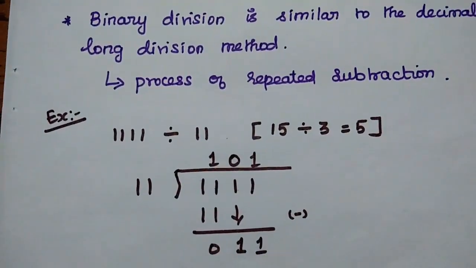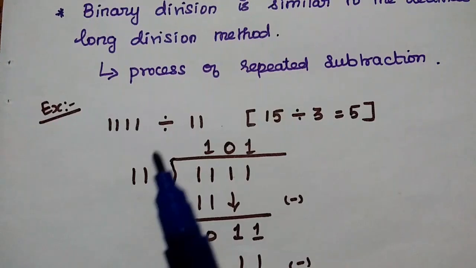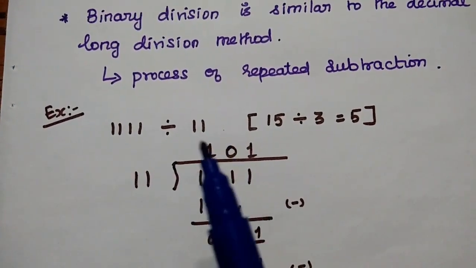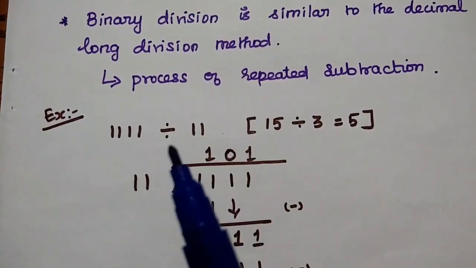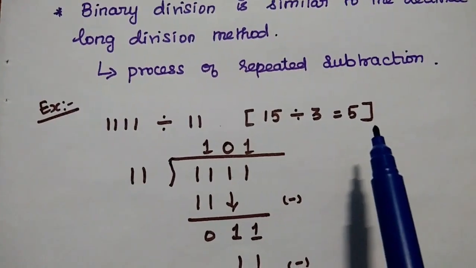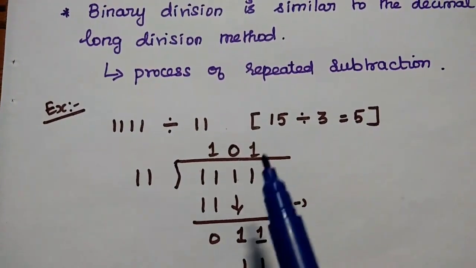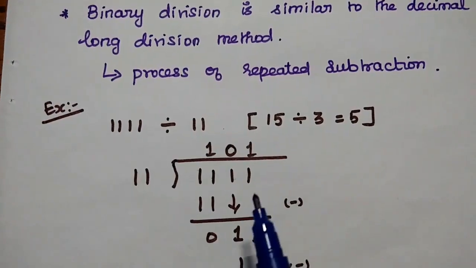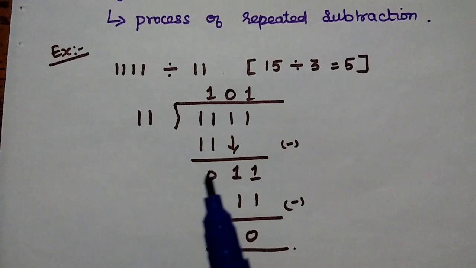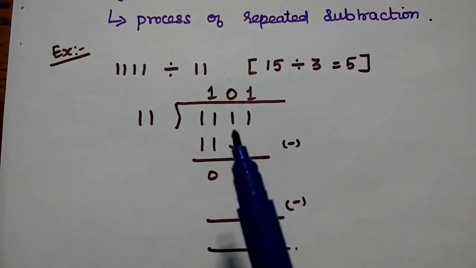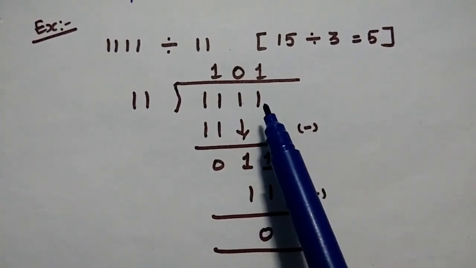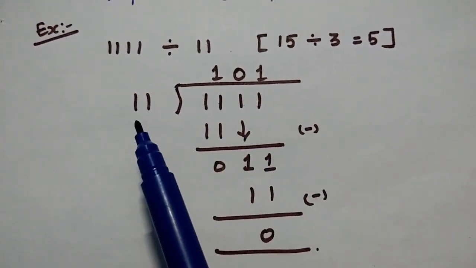So, here we can consider one example: 1111, that is 4 ones, which is divided by 11. The decimal equivalent of the given problem is 15 divided by 3, that is equal to 5. There is no remainder. So we are going to get the same answer in terms of binary using the binary division method. So in this method, we have to consider the long division process. So here, this is the dividend, this is the divisor.